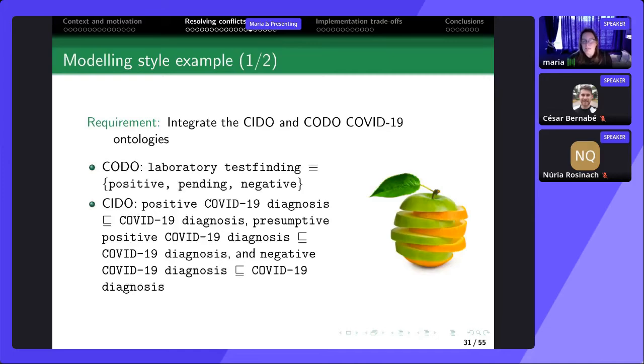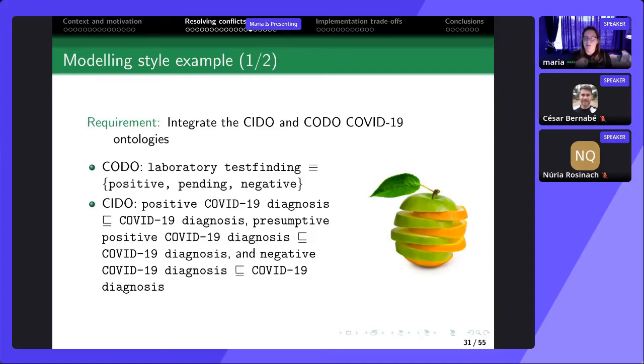So CODO has something that is called a laboratory test finding, and there are 3 options that it can be: positive, pending, or negative. Those positive, pending, and negative, each of them are instances in the ontology that are made into a class. And then you have the one-off construct used. CDO, on the other hand, has a notion of diagnosis, which is ontologically slightly different from test finding, although when you look at CODO, they actually mean the same thing with it.